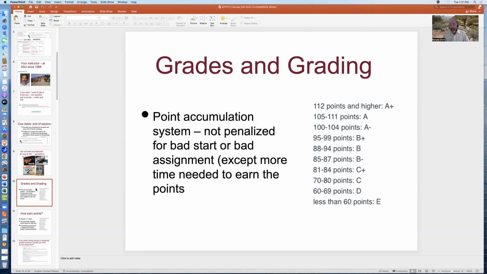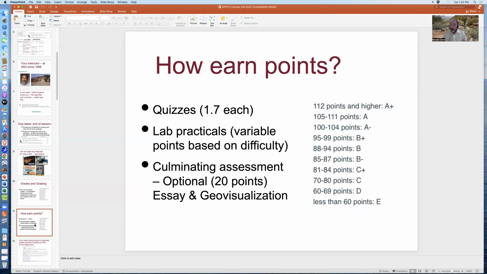This means that if you get off to a bad start, if you're not grooving on the way I ask quiz questions, if the lab practicals confuse you at first, you can build momentum and know that you're not penalized for a bad assignment or a bad start, except you'll need more time to do other assignments to earn the points. How do you earn the points?